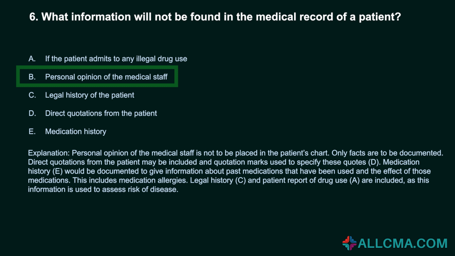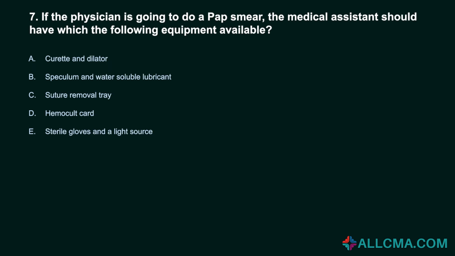7. If the physician is going to do a pap smear, the medical assistant should have which of the following equipment available? A. Curette and dilator. B. Speculum and water-soluble lubricant. C. Suture removal tray. D. Hemicol card. E. Sterile gloves and a light source. Correct answer: B. Speculum and water-soluble lubricant.